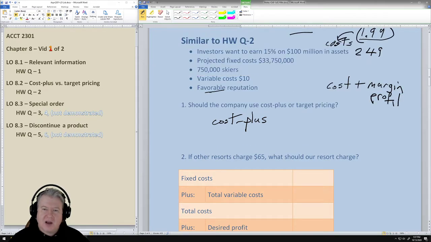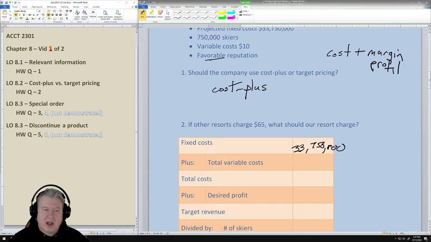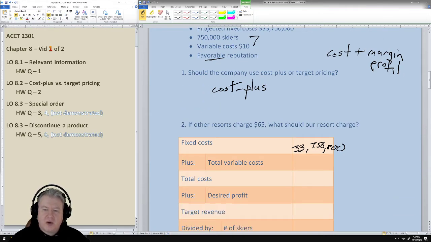So we're going to take our fixed costs here, which is 33,750,000, and we're going to say plus our variable costs. Now, what are our variable costs? Well, we have 750,000 skiers, and whatever the variable costs are that we've worked out, whether electricity or tickets or whatever, that's going to be 7.5 million. When we add those up, that comes up to 41,250,000. I probably should have made this box a little bigger.